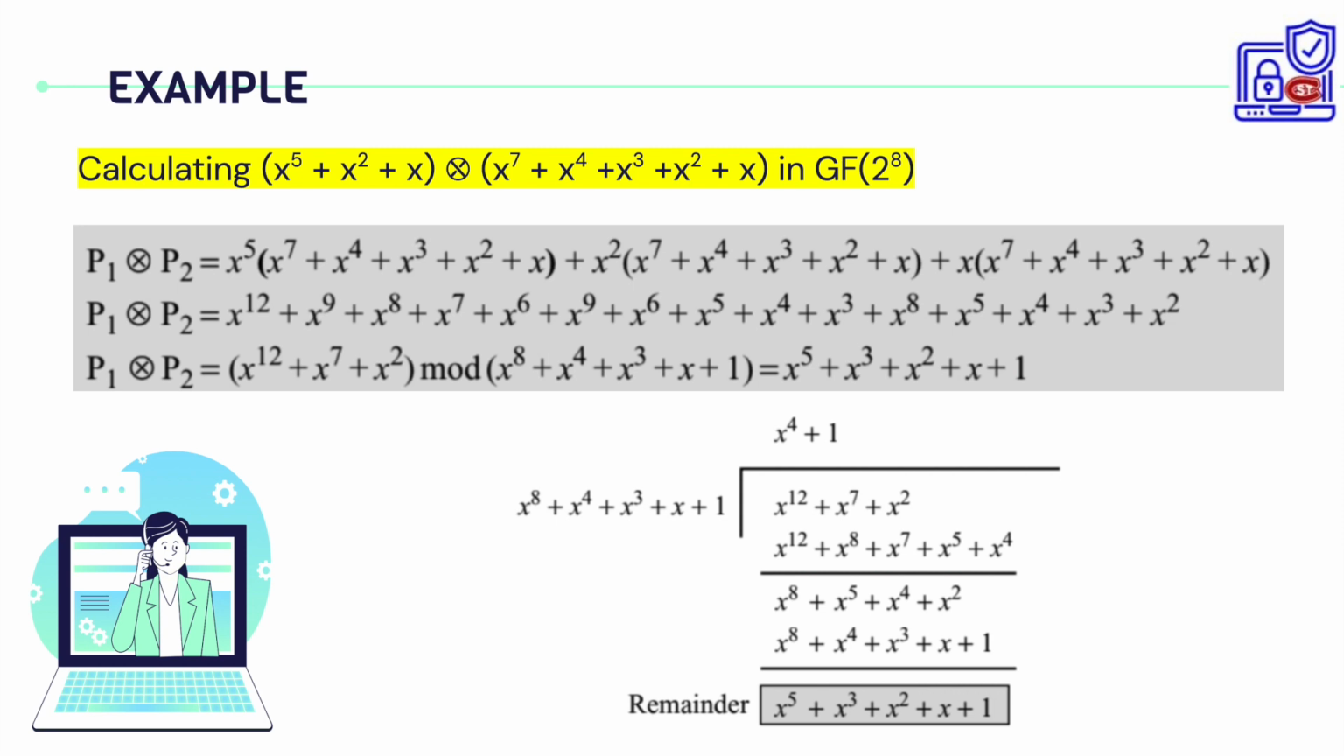We get our result of x^5 + x^3 + x^2 + x + 1, by multiplying x^5 + x^2 + x by x^7 + x^4 + x^3 + x^2 + x.